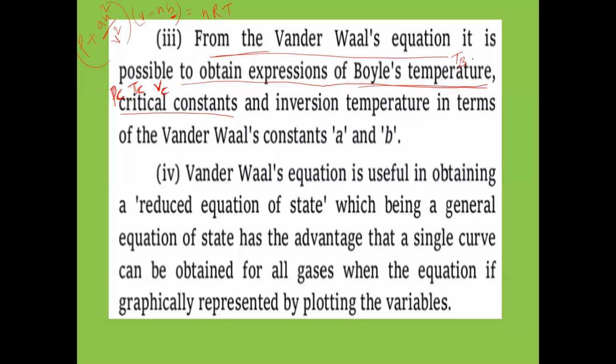Already we have discussed Boyle's temperature. Boyle's temperature is equal to a by Rb, as I told you. Here a is the van der Waals constant, which is the measure of attractive forces between gas molecules. And b is the van der Waals constant, which is the measure of the size or volume of the gas molecule. R is the universal gas constant we studied.